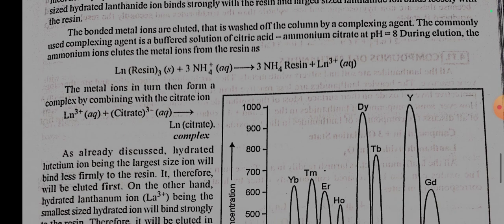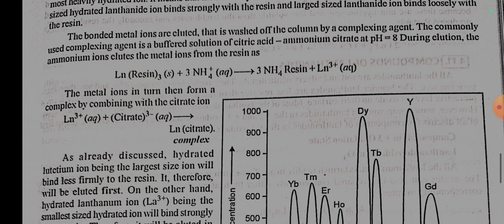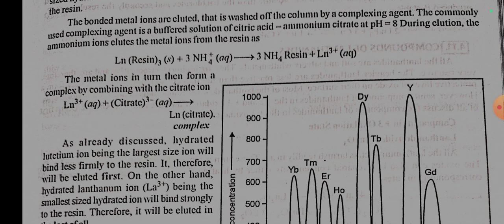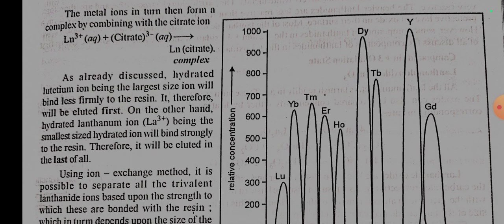and large sized lanthanide ions bind loosely with the resin. The bonded metal ions are eluted and washed off the column by a complexing agent. The commonly used complexing agent is a buffered solution of citric acid, ammonium citrate at pH equal to 8. During elution, the ammonium ions elute the metal ions from the resin as Ln-resin plus 3NH4+ gives 3NH4-resin plus Ln3+ aqueous. The metal ions in turn then form a complex by combining with the citrate ion. Ln3+ plus citrate gives Ln citrate complex.